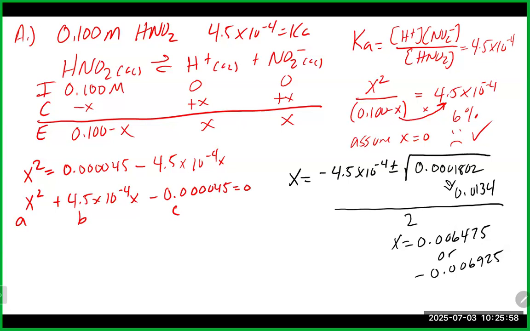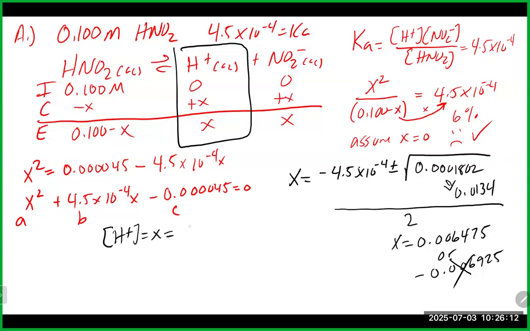-0.006925. Obviously, here we're interested in the pH, and we can see that the H plus concentration does equal x. So clearly here, our negative is not going to be a good choice. That would mean that our H plus concentration, which equals x, would equal our first x value we got there, 0.006475. That then could go into our pH, minus the log of that.